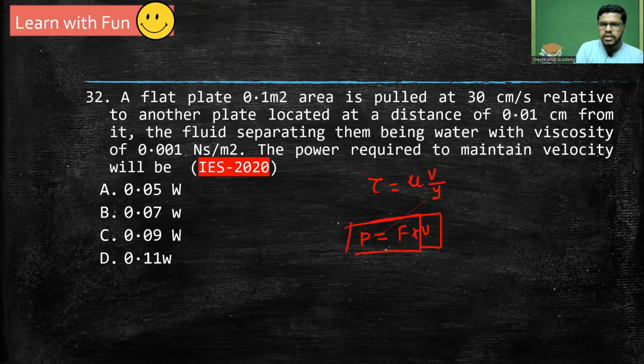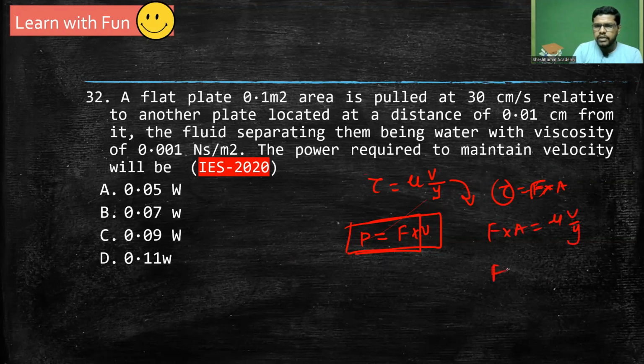So you have to remember this formula: for power, P is equal to F into V. Now from this equation we can find out the force. Tau is nothing but force divided by area. Put the value of tau, so F by A is equal to mu into V by Y. So F is equal to mu into V by Y, multiplied by A. From this equation you will get the value of F.